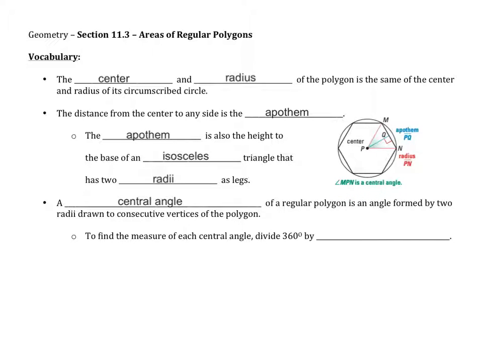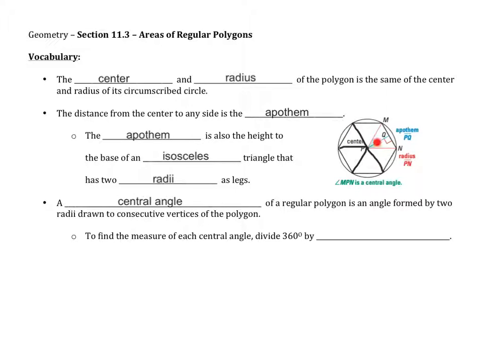Since this is a six-sided figure, 1, 2, 3, 4, 5, 6, there would be 6 central angles like this, because there would be 6 radii. So if I wanted to find the measure of one of them, I know that if I add up all 6 of them, I would get 360.